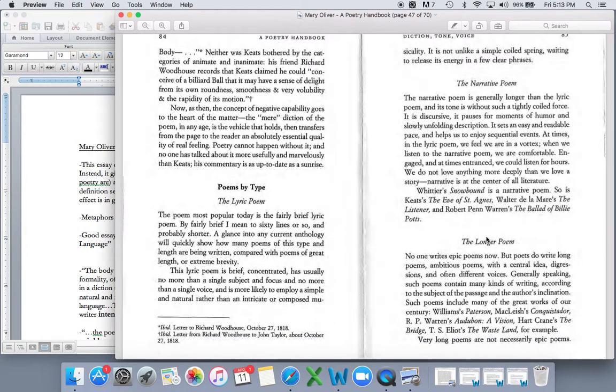Okay, so at the top of 85, it kind of starts at the bottom of 84 and then moves over. She's talking about the lyric poem, and she's saying this is the most popular poem that we see in contemporary poetry. It's a poem that's brief, less than 60 lines. She says the lyric poem is brief, concentrated, has usually no more than a single subject and focus, and no more than a single voice, and is more likely to employ a simple and natural rather than an intricate and composed musicality.